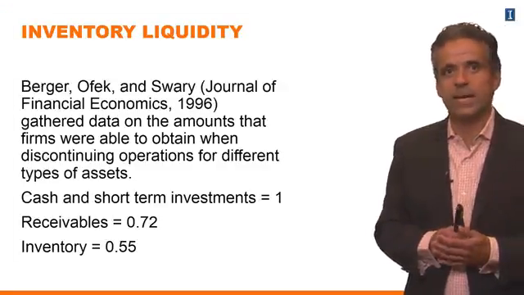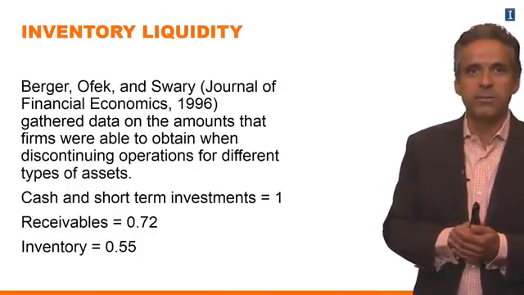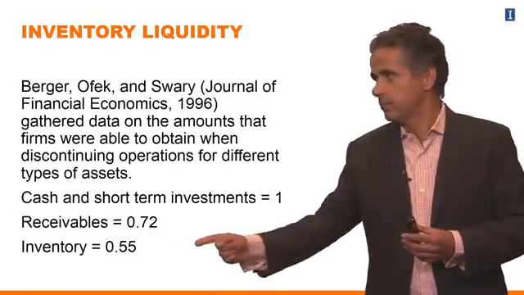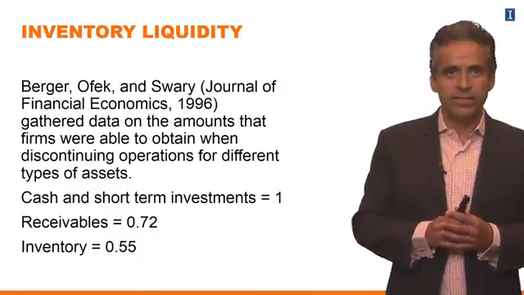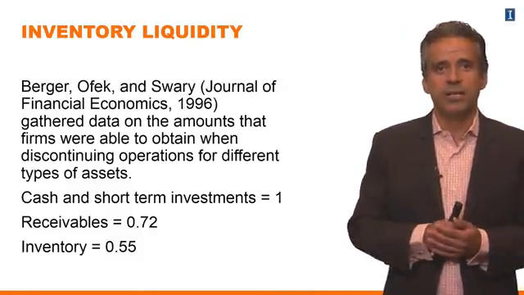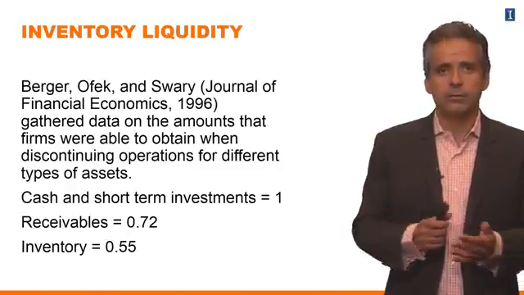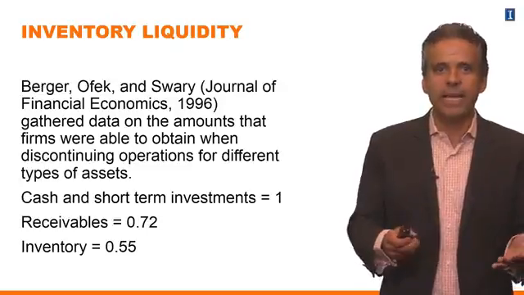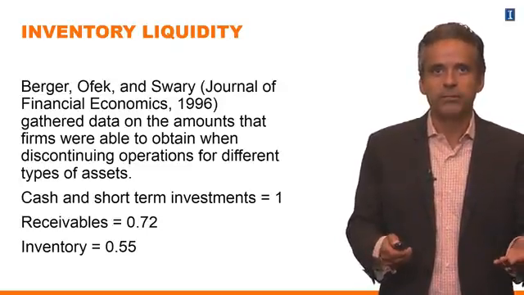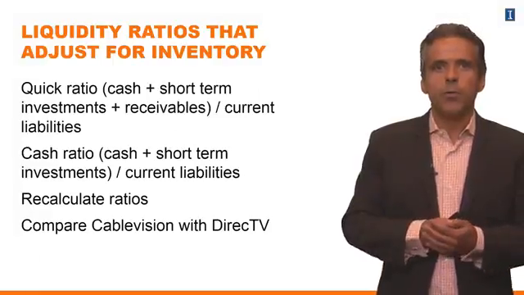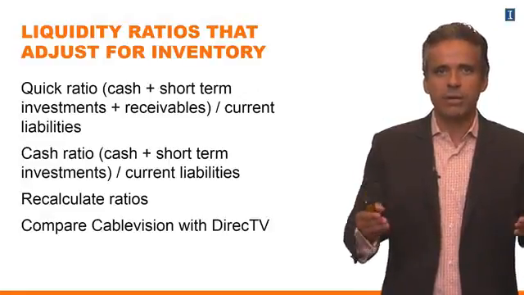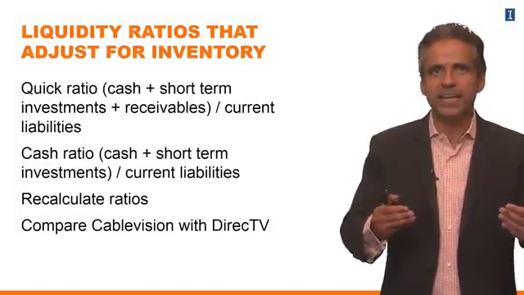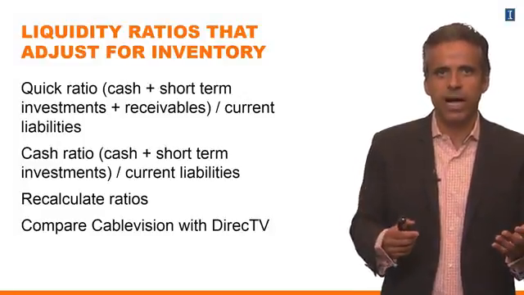Okay, so if they had 100 million in receivables, they raised $72 million in cash. Inventory was the lowest, right? Inventory just generated $50 million in cash out of 100 million, so 55%, okay? So inventory is somewhat liquid, but it's not perfectly liquid, right? That's why we have to think about additional liquidity ratios, okay? We have some liquidity ratios that take this illiquidity of inventory into account, okay?